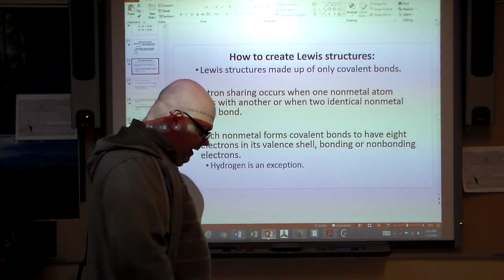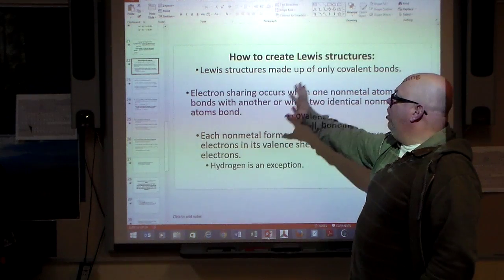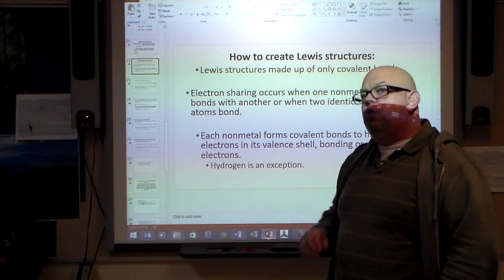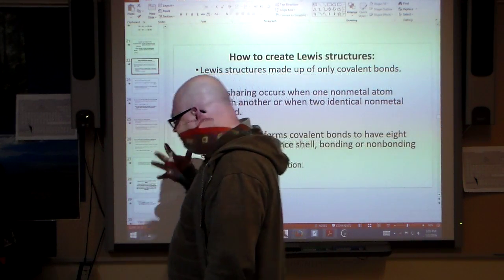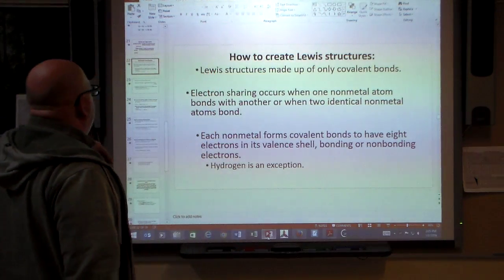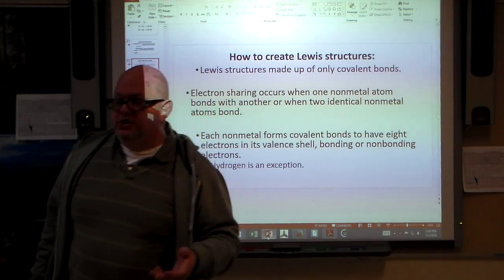Okay? So anyways, this is chapter 6. We're finishing up on creating Lewis dot structures. I gave you a very quick crash course on that with your paper, and hopefully that made sense, but I'm going to go very quickly here with how to create these Lewis dot structures.